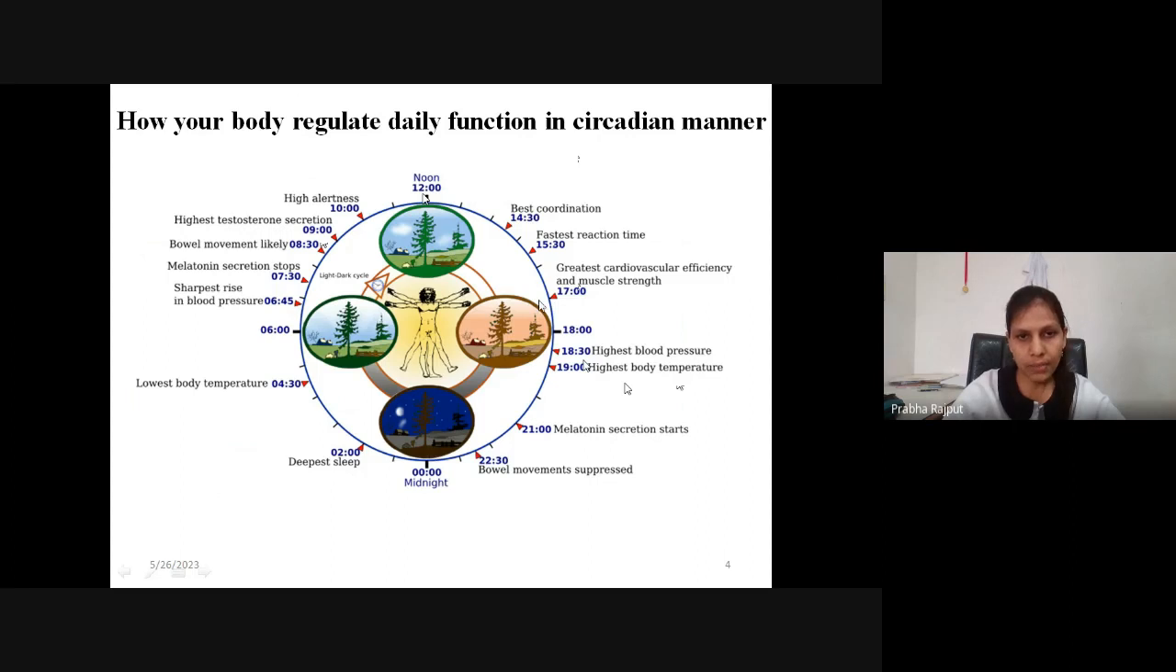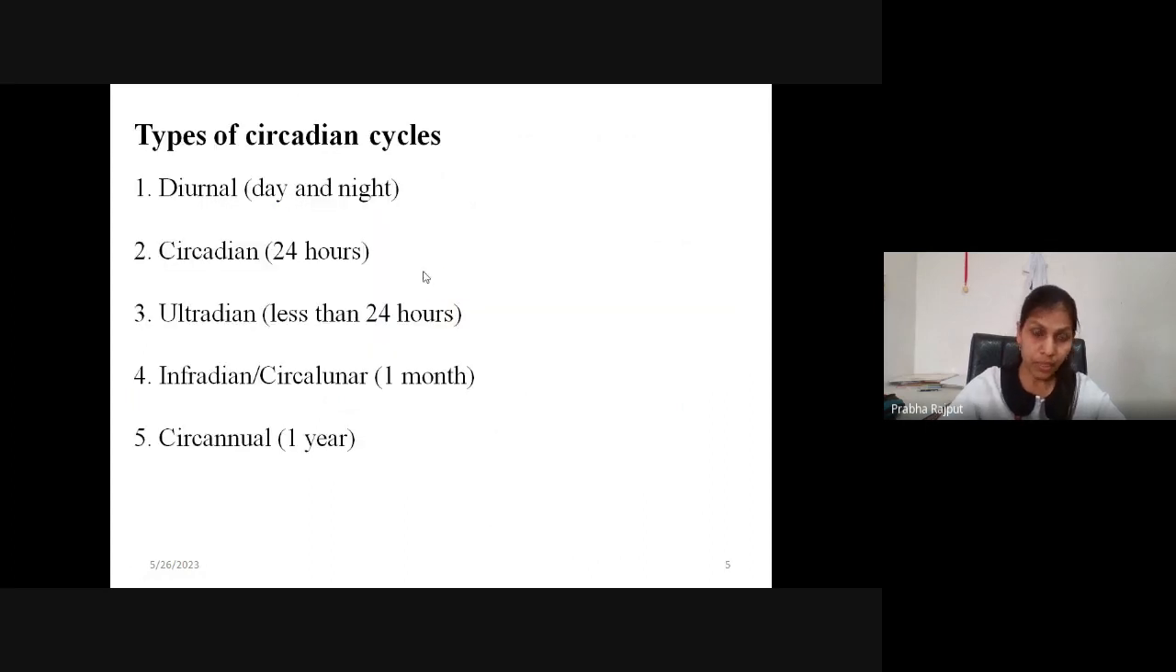So this cycle will regulate your daily body functions, and that will repeat in a regular manner every day. So that's why we call it the circadian cycle. Now, coming to the types of circadian cycle, it's not compulsory that all circadian cycles will be 24 hours, as we all know. We all know the circadian rhythm is 24 hours, but it is not compulsory that a circadian cycle is only of 24 hours.